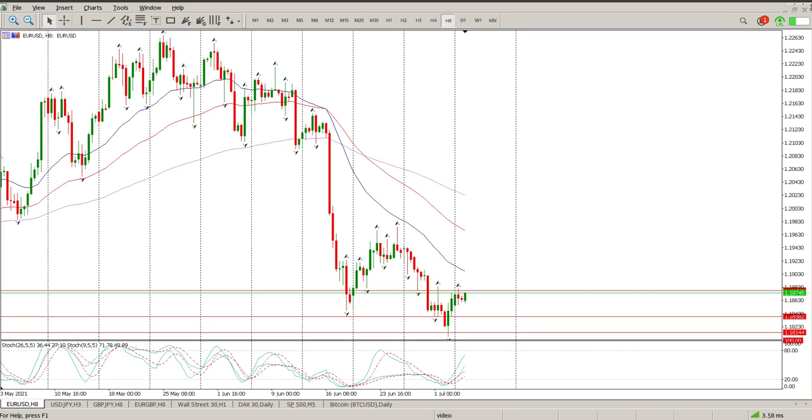As usual, starting off with Euro USD, and we are testing a level that I gave you yesterday, pretty much given it to you for the last couple of weeks, and that's 118,781. So that is the line in the sand for me at the moment.